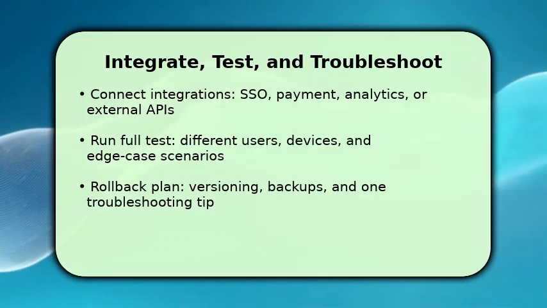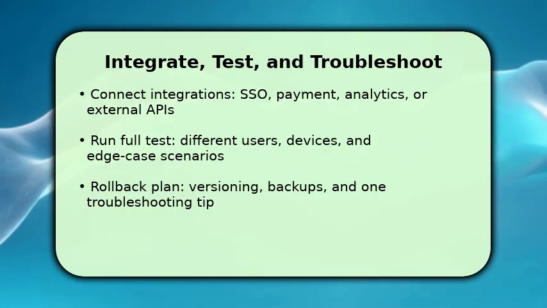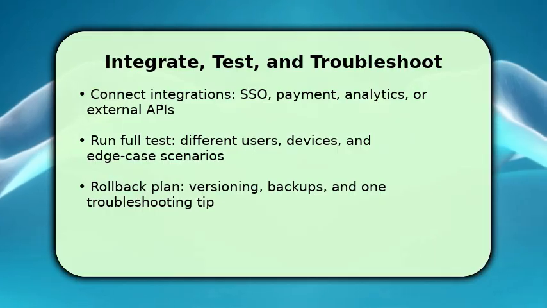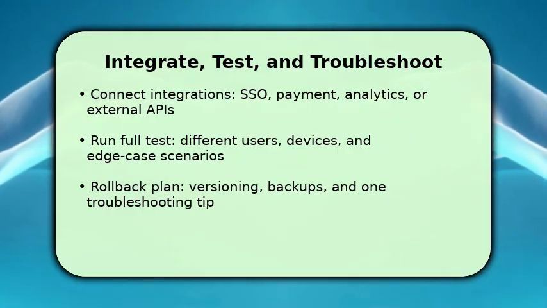If things go wrong, the key troubleshooting tip is to check access logs and widget error traces first. They reveal permission failures or API timeouts and let you decide whether to roll back or patch quickly.